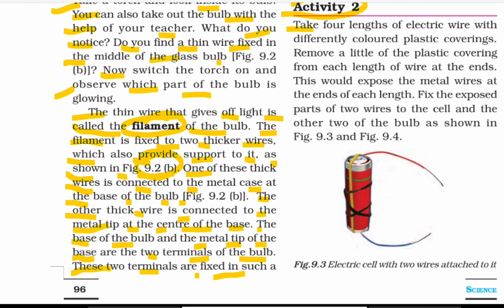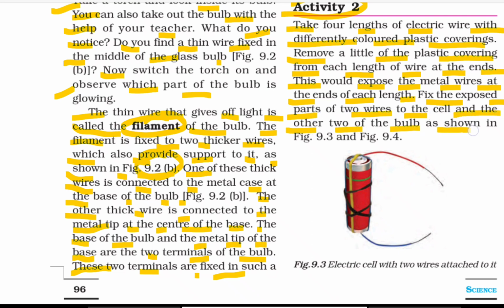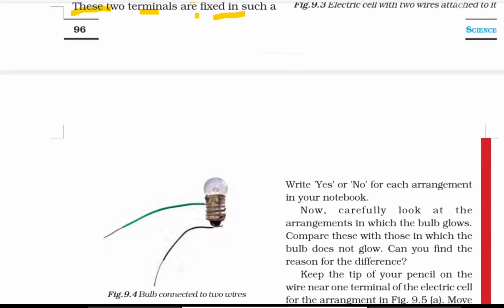Activity 2. Take 4 lengths of electric wire with differently colored plastic coverings. Remove a little of the plastic covering from each length of the wire at the end. This would expose the metal wires at the end of each length. Fix the exposed part of two wires to the cell and the other two to the bulb as shown in figure 9.3 and figure 9.4.